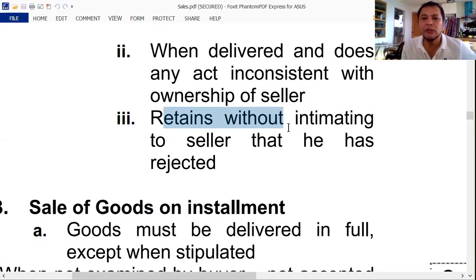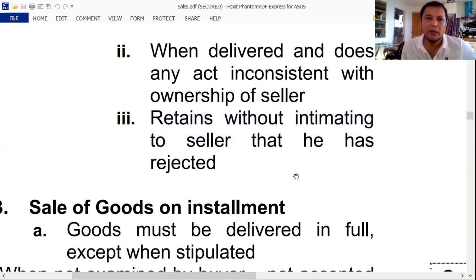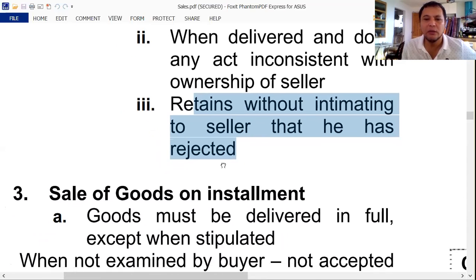And third, when he retains the goods without intimating to the seller that he has rejected it. So this pertains to sale of goods on trial or return. There is a mode of sale which is a sale on trial or return. If it is that kind of mode, then after an unreasonable period the buyer keeps the goods without returning it to the seller, his act now becomes an acceptance of the goods. So this would apply to the sale on trial or return.